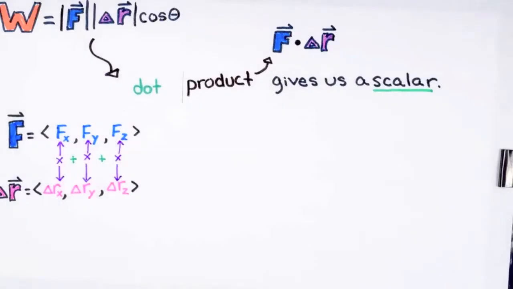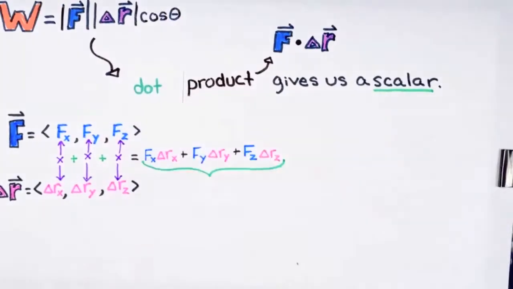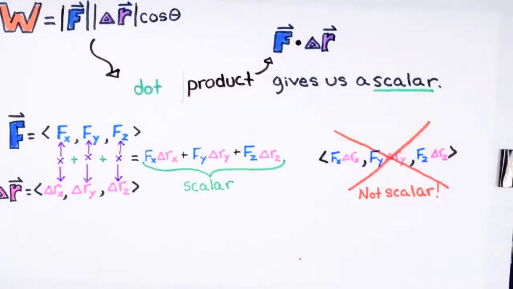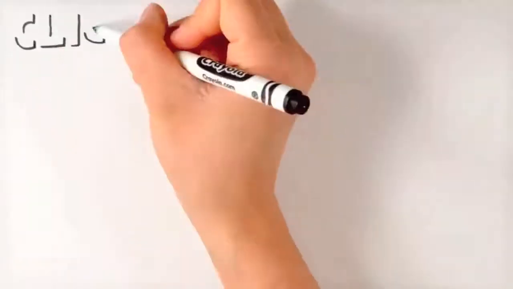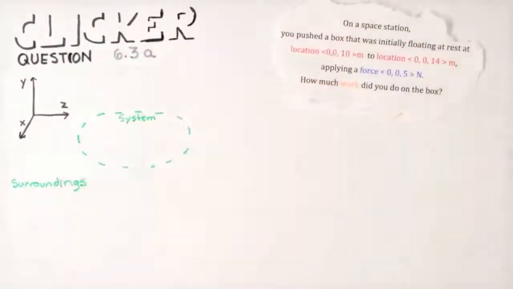Remember that the result of a scalar product needs to be a scalar. It's incorrect to try to write this as a vector. Now both ways of doing the dot product give the same result. We will choose the way that better suits the problem at hand. Let's put all this together and give this problem a try.